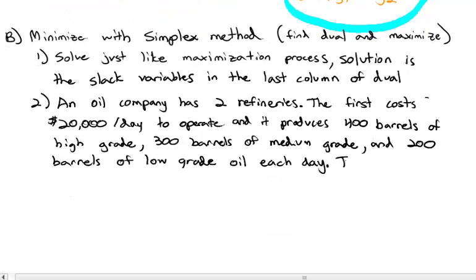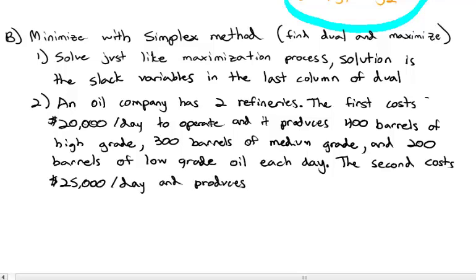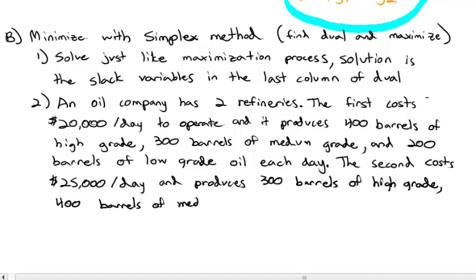The second costs $25,000 per day and produces 300 barrels of high grade, 400 barrels of medium, and 500 barrels of low-grade oil daily.